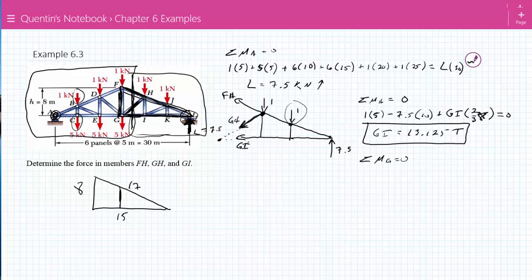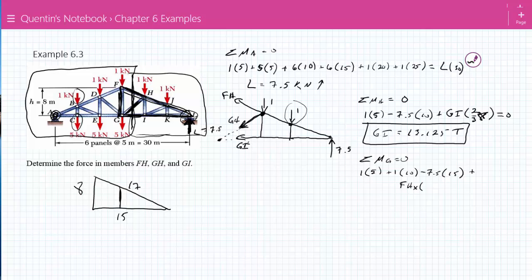Well, in that case, you're going to have 1 times the distance, which is going to be 5, plus 1 times 10, minus 7.5 times 15, right? Those are the known forces. And then we also have FH. But now we have to account for the x and the y components of FH, right? So we have plus, I'm going to carry this on to the next line. Sorry, I didn't give myself enough space.